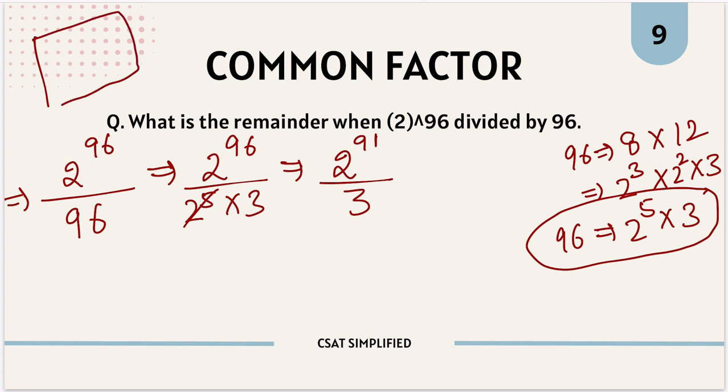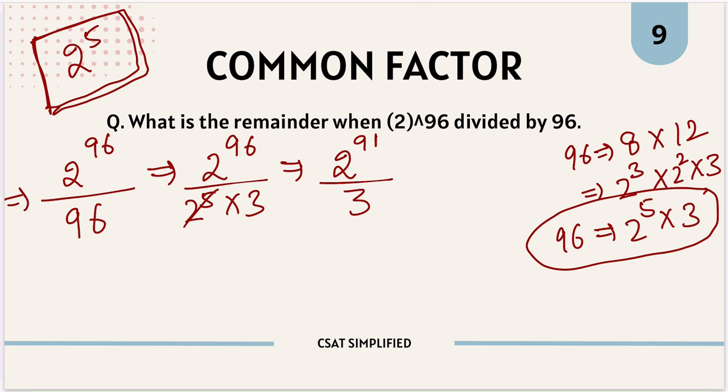But have a safe, have a locker on the side and keep this 2 raised to power 5. Just don't throw it away. Just keep it with you because we are going to use it in the end. So 2 raised to power 5, I'm just keeping it aside and you are left with 2 raised to power 91 divided by 3. Easy?